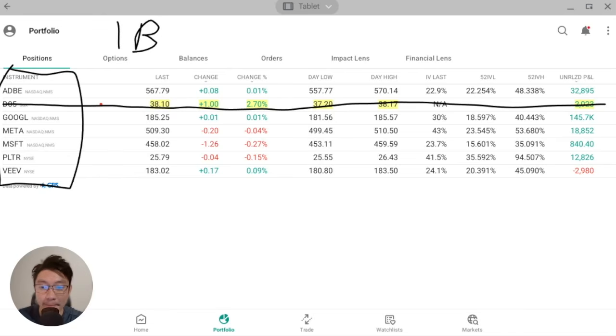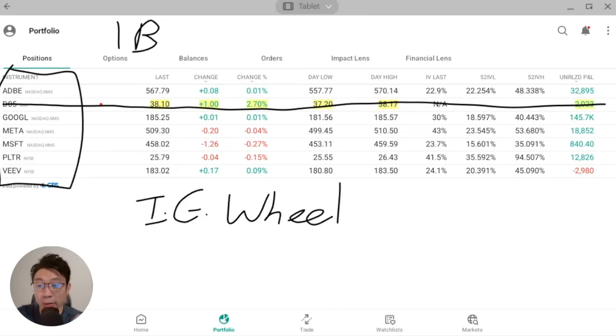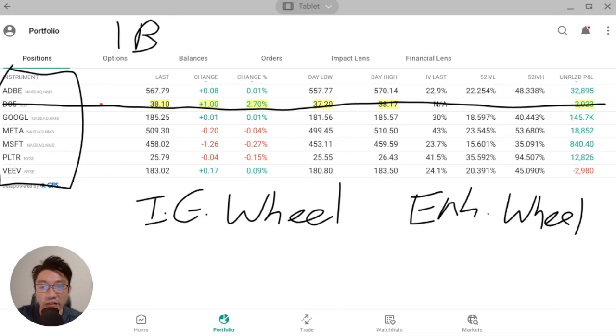All right, so let's get back to this portfolio. This portfolio is mainly on the wheel strategy, but the way that I trade the wheel strategy is slightly different from other people. The way that I trade the wheel strategy comes in two types inside this portfolio. I have the income grid wheel strategy, which I already shared in my channel, so I won't go too detailed here. And the other one is what I call the enhanced wheel strategy.